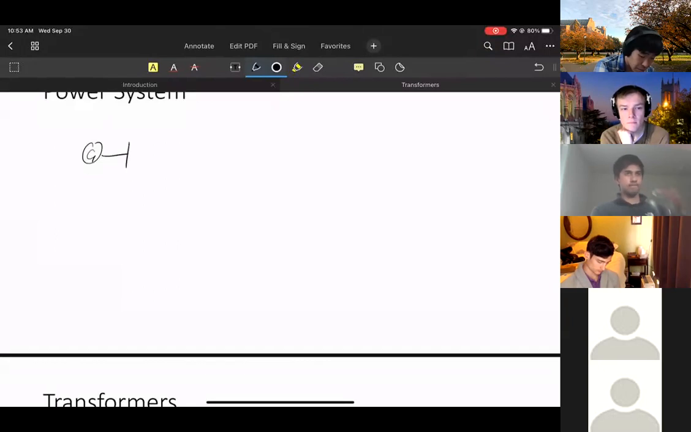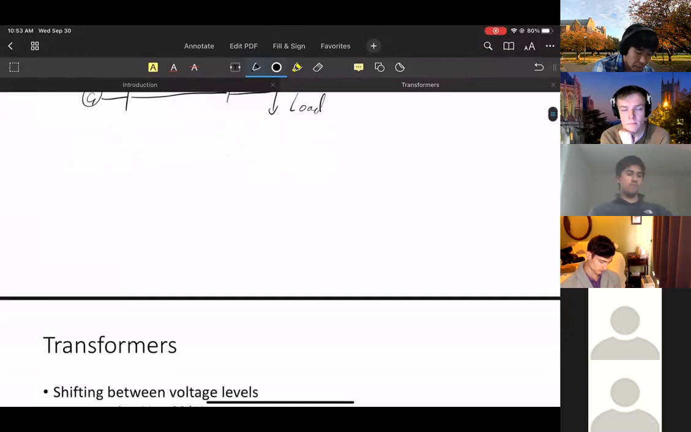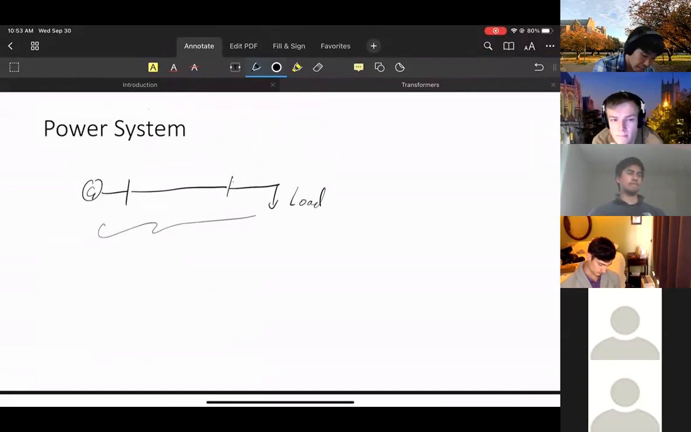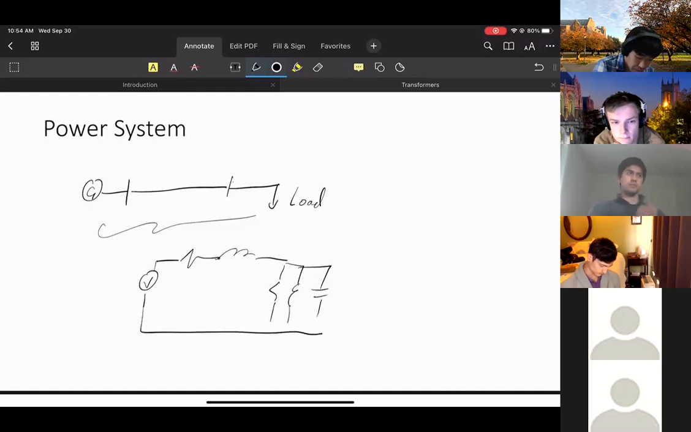I have the transformer. I have a transmission line. I have a load. Okay. And when you look at large power systems, our goal is to write this whole thing as a circuit, meaning I have a voltage source, some resistance, some kind of circuit. So this is our goal. We're going to translate this to a circuit.